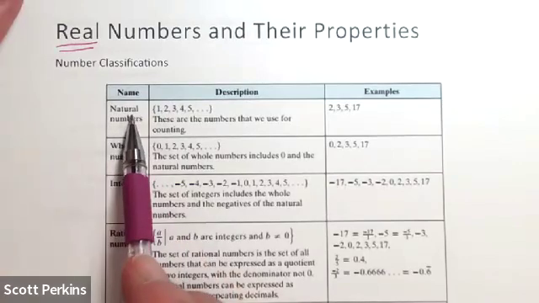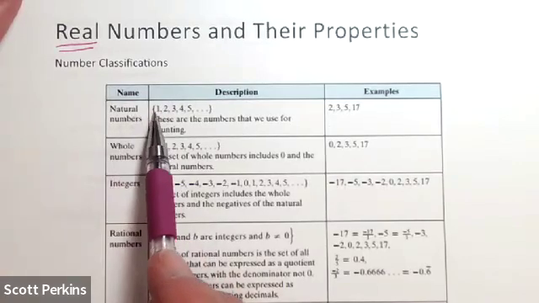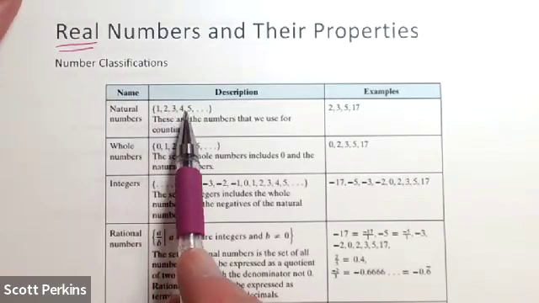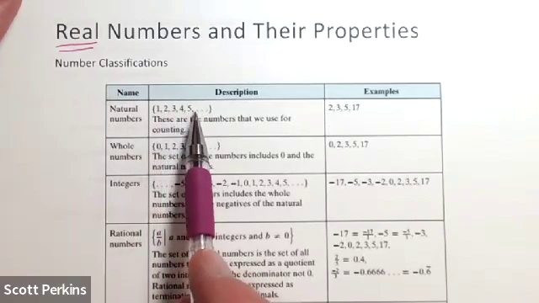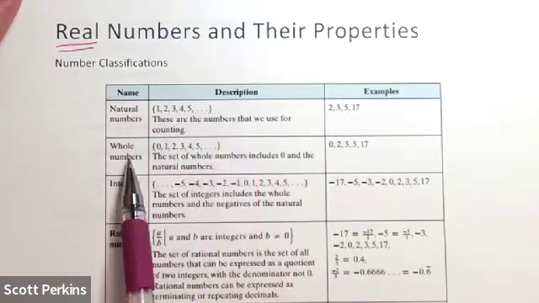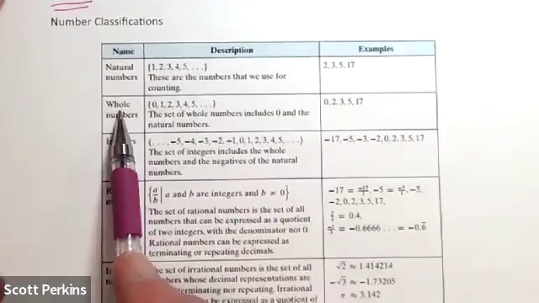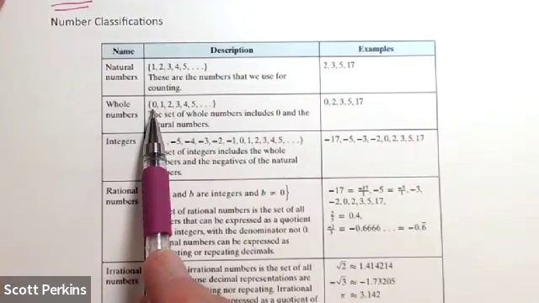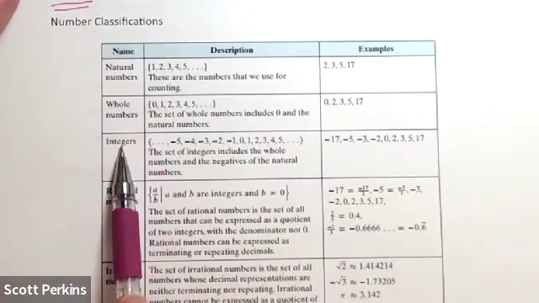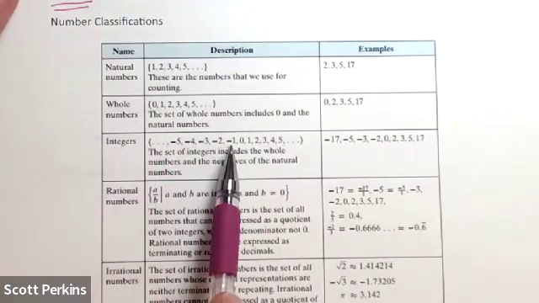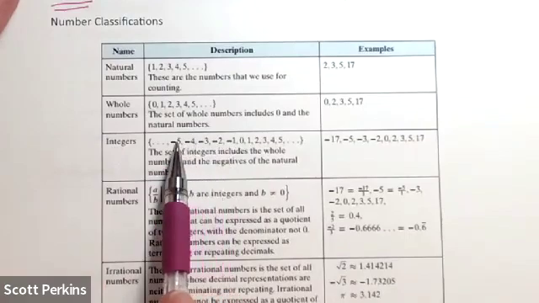We talked about natural numbers. Natural numbers start with the number 1 and go 2, 3, 4, 5, 6, 7, 8. They just keep increasing by 1. The whole numbers, the only difference between the natural numbers and the whole numbers is whole numbers have the number 0 in them. Integers are the whole numbers and then the negatives of the whole numbers. Again, no decimals, no fractions, no nothing.